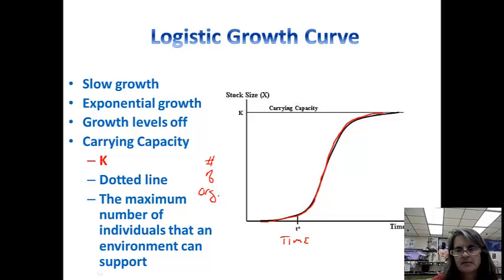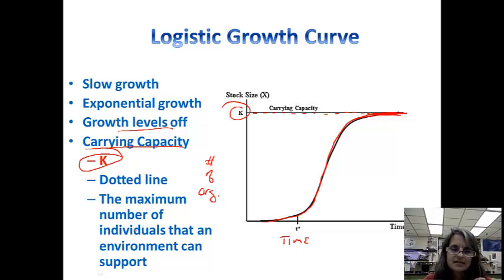Then something happens. Maybe we start to run out of food or whatever, and we just can't support any more. We can support this level of bacteria, this number of bunnies or whatever we're talking about in the population, but we just can't support any more than that, okay? The growth levels off, and we have hit something called carrying capacity. Its symbol is K, as you see right there. It says dotted line, but that one's not exactly dotted.